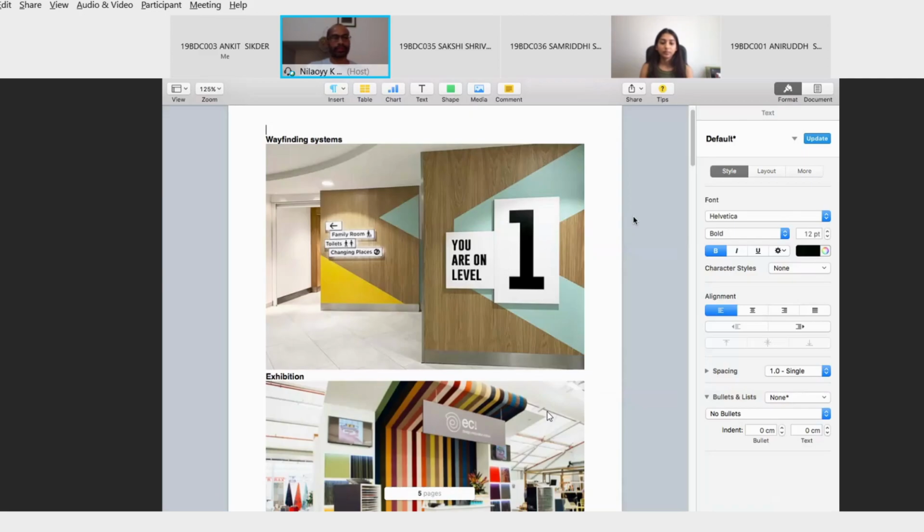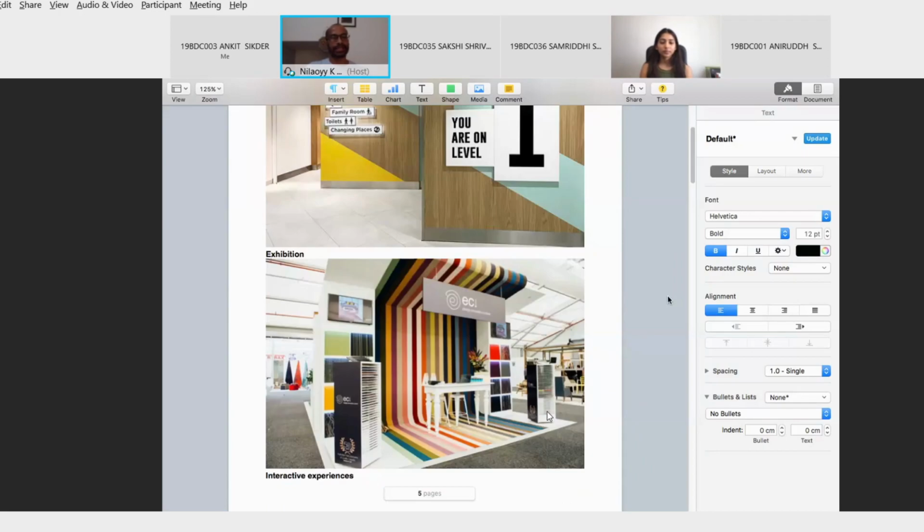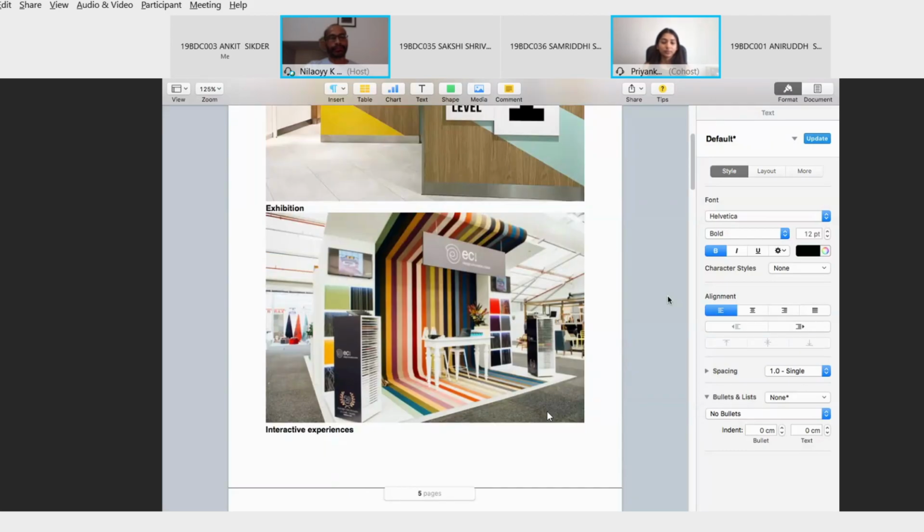I'm sure you must have experienced many, but now you'll have to think in context. So this is environmental graphics. You'll have to create that environment. Whoever the visitor is, they should get the connection, they should establish it immediately through graphics. So this is another type. This is interactive.